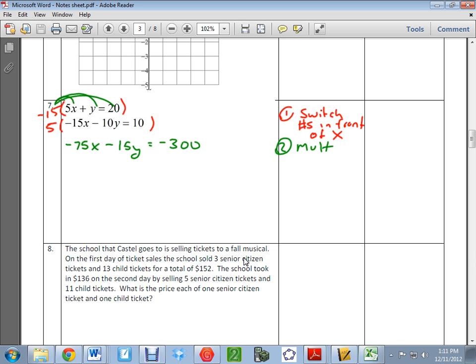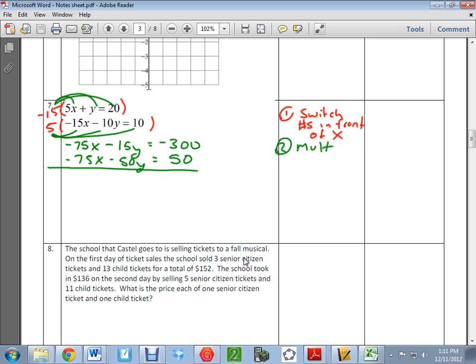Okay, I do mine so differently. There are other ways to do it. This is just the way that it'll work every time. Okay? 5 times negative 15, again, is negative 75x. That's what we wanted to happen. 5 times negative 10 is negative 50y. And 5 times 10 is a positive 50.